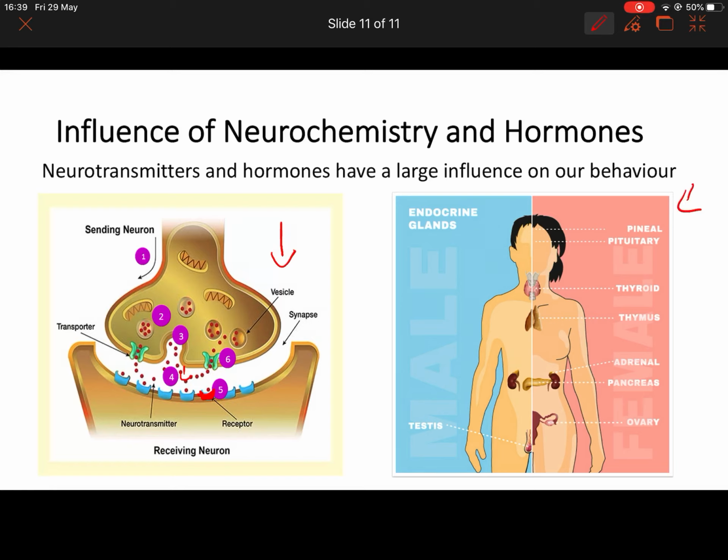We've also got hormones, which have a large influence over our behaviour as well. As you know, hormones are chemicals that are produced by the endocrine glands. We've got examples of different endocrine glands here, and obviously the pituitary gland as well, which together make up the endocrine system. In response to a signal from the brain, typically from our cortex, hormones are secreted into the bloodstream by the endocrine glands, and they travel to target cells in the body.